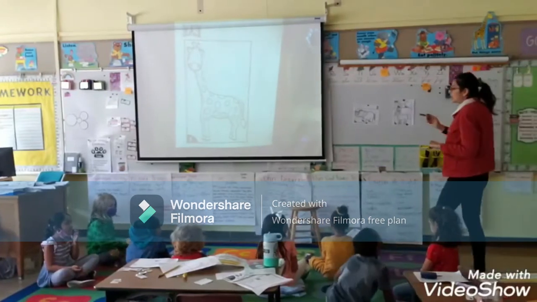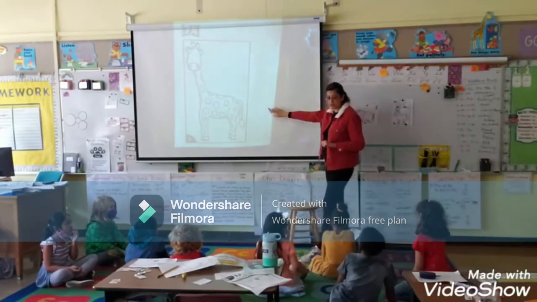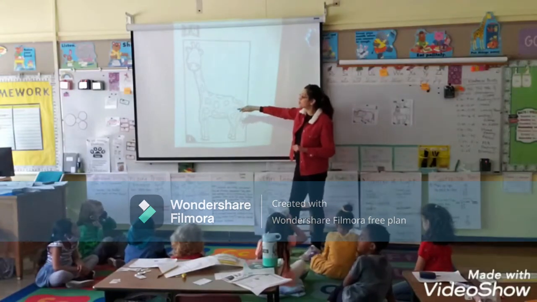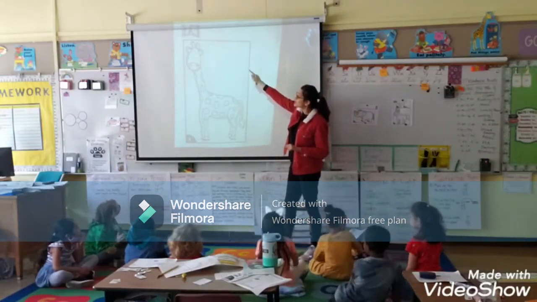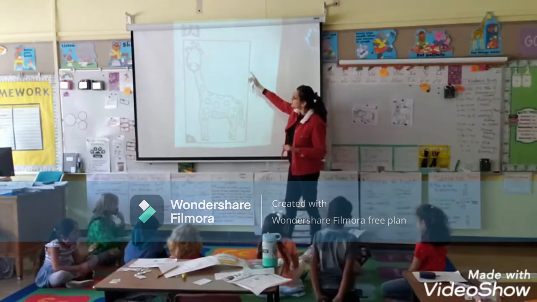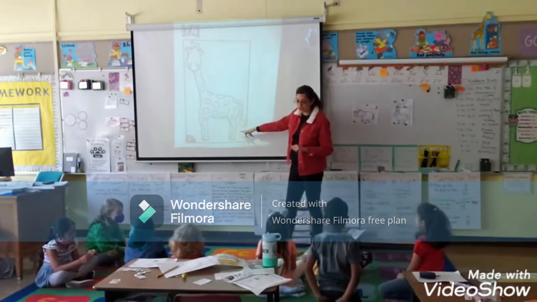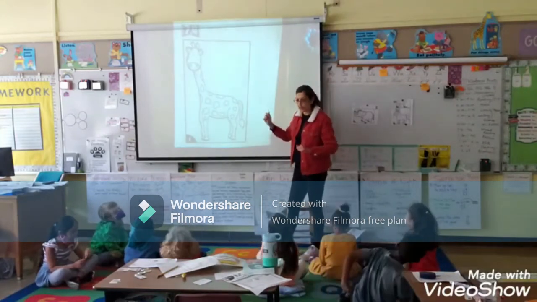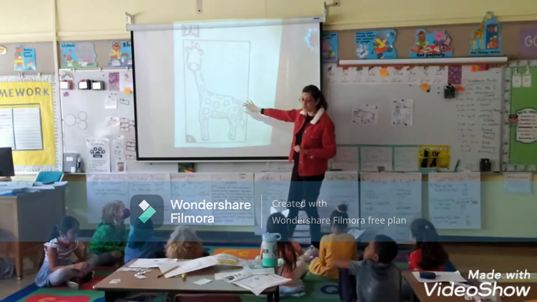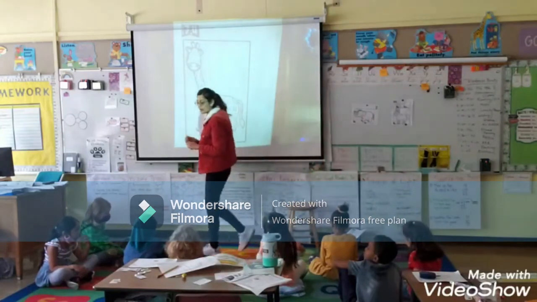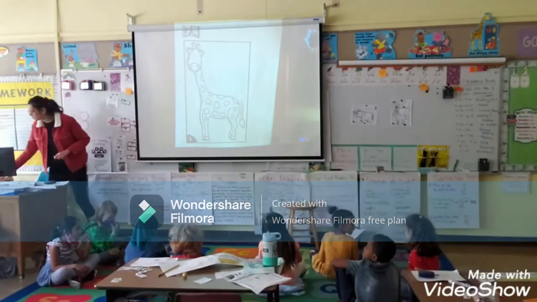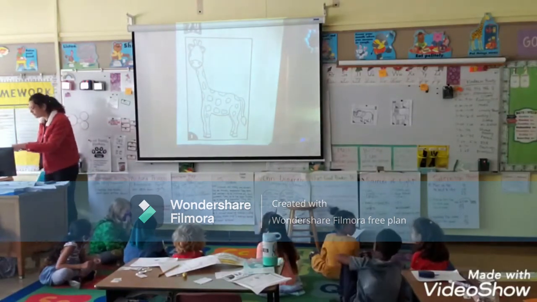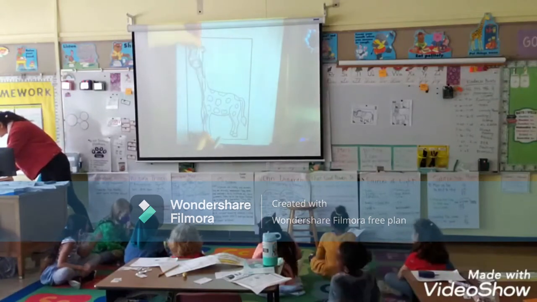Now this is a giraffe over here on the screen. I want everybody to pay attention over here. So I will use the projector to show how we can use the paper clips and the cubes to measure the length of the giraffe, and then I will write it down on the paper. So sit down, please, and pay attention to what I'm doing, and then you will do it independently later. So this is a giraffe over here. I will use the paper clips to measure the length of the giraffe.